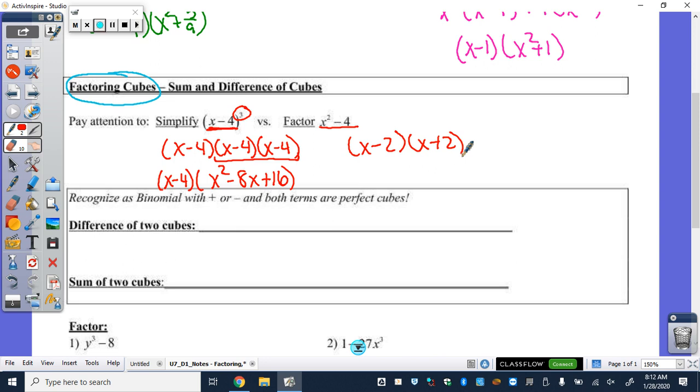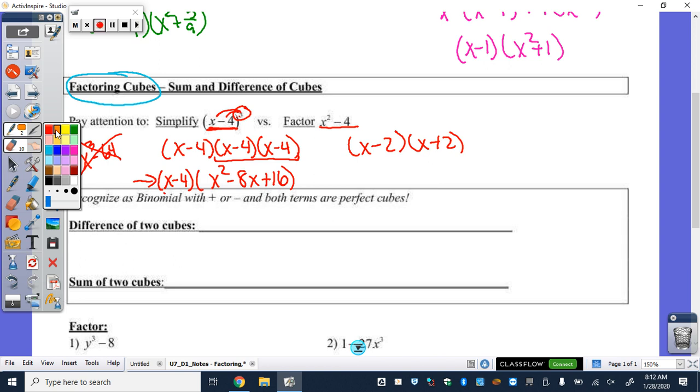So just because it's written in this way, it doesn't always mean that you're just going to distribute your cube, which is what a lot of people want to do, and then they tell me it's x cubed minus 64. It does not work that way. It becomes this big, huge, long thing, and then you still aren't done multiplying there, but hopefully you get my point.